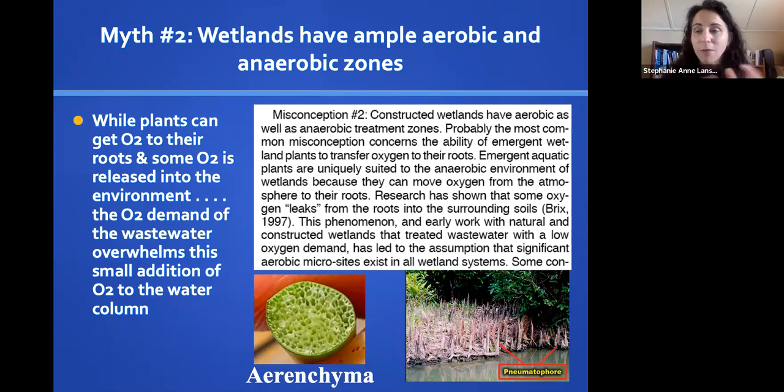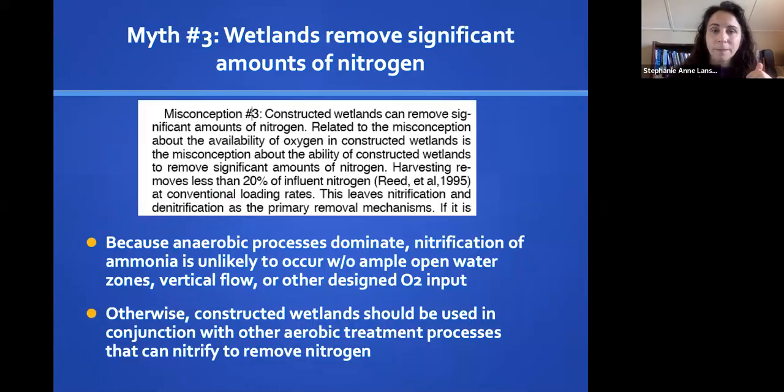So we need to be careful about the type of waste that comes in. If we know we're getting a lot of ammonia coming in, then we may not get ample treatment, because we need aerobic zones for nitrification to happen before denitrification can happen in our ample anaerobic zones.